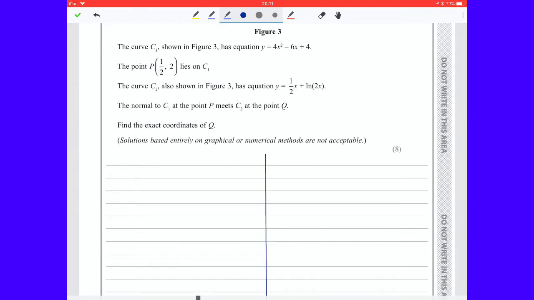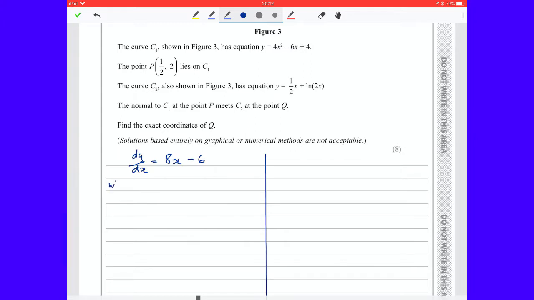Well, what we need to do here is find the equation of the normal and then solve that simultaneously with the equation of curve C2 to see where they meet. We begin by finding dy by dx. The differential of 4x squared is 8x, the differential of minus 6x is minus 6, and the constant disappears when we differentiate.